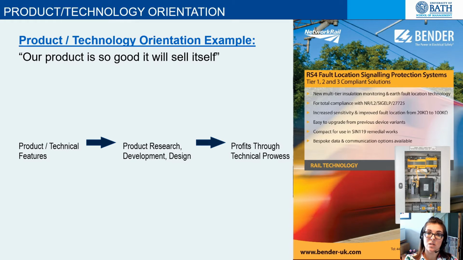The organizations themselves are often focused around product research, development, design. That's where their expertise lies, and less so on that long-term sales and conversion and relationships. And its profits are created through technical prowess. Technology orientation companies often have a lot of products one after another. They're very much focused around making the most of their knowledge.